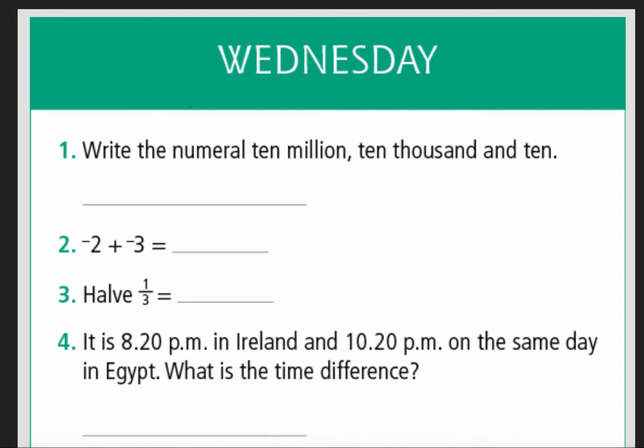The first question here is write the numeral, that's the number, 10,000,000, 10,000 and 10. Now this is the first time we've had tens of millions. So just for a minute we'll just treat it like it says 10 million. That would be a 10 followed by 1, 2, 3, 4, 5, 6 zeros. That would be 10 million.